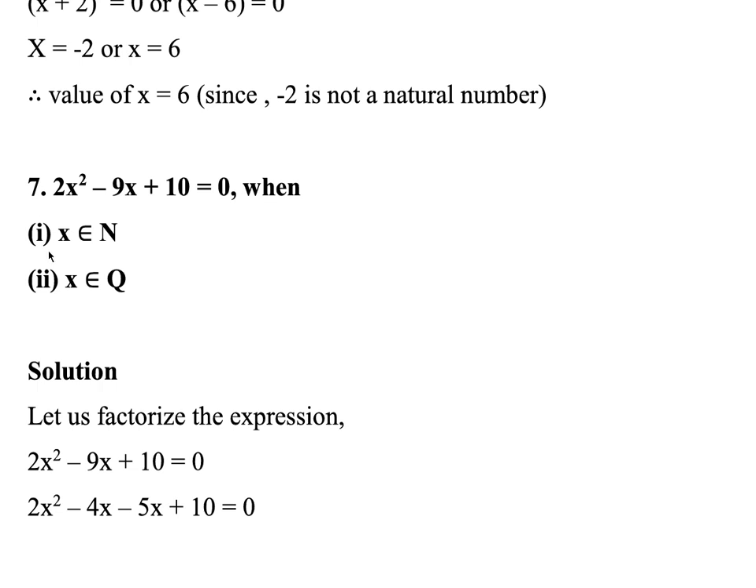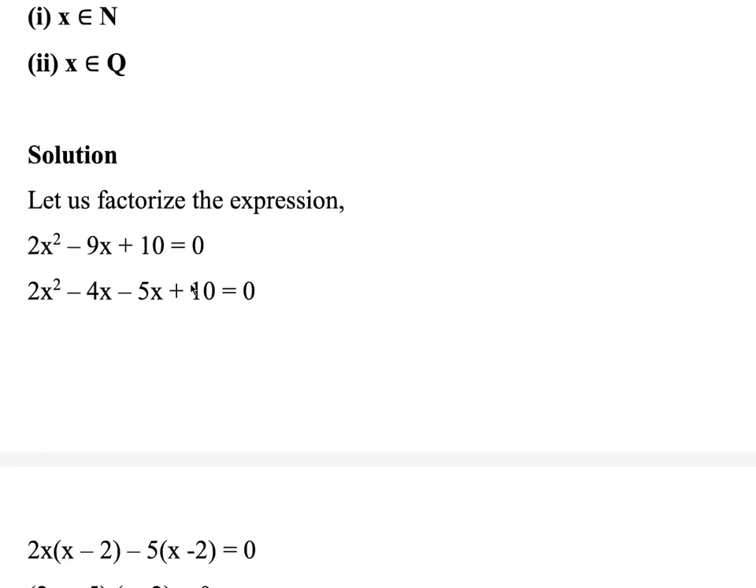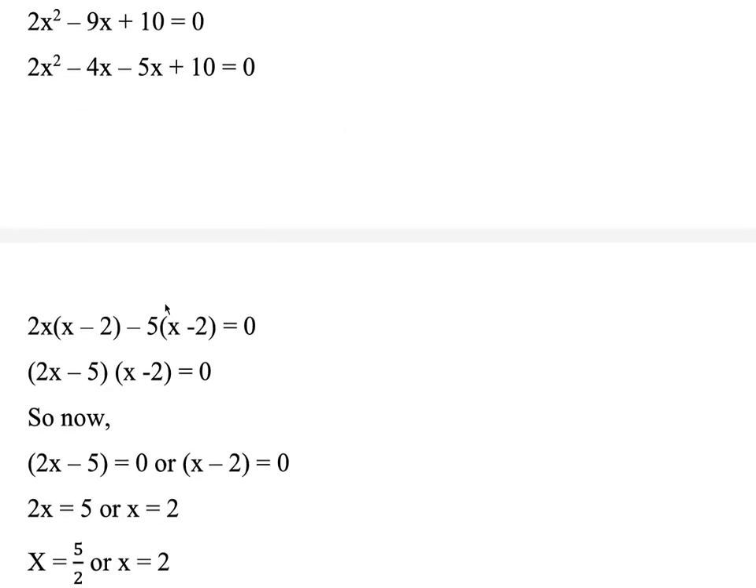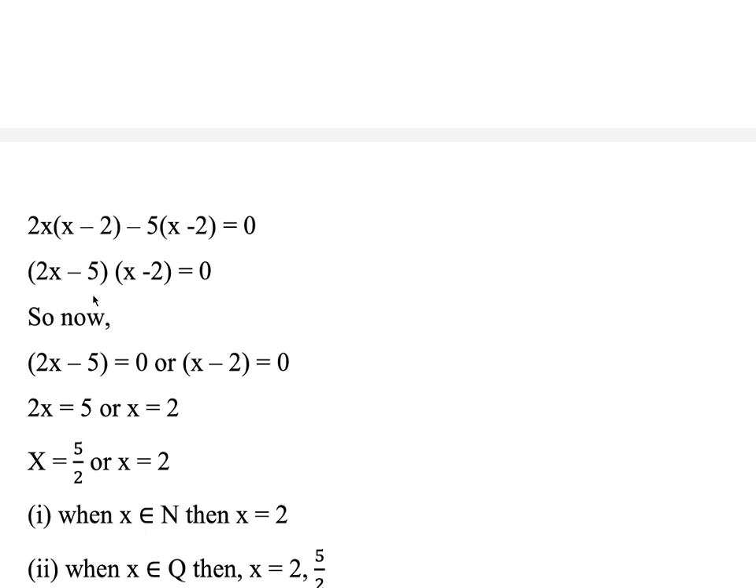Come to the next problem, that is 2x square minus 9x plus 10 is equal to 0, where x belongs to N, N means natural number, and x belongs to Q. Come to the first part. 2x square minus 9x plus 10 is equal to 0. After that, the middle term factorization, that minus 9x we are breaking into minus 4x minus 5x.